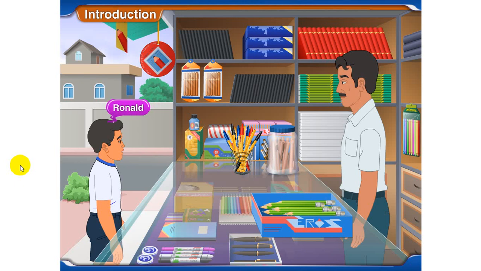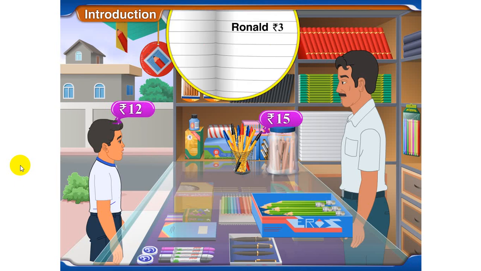Ronald goes to the market to purchase a pen. He has only rupees 12 with him, but the pen costs rupees 15. The shopkeeper writes rupees 3 as due amount from him.